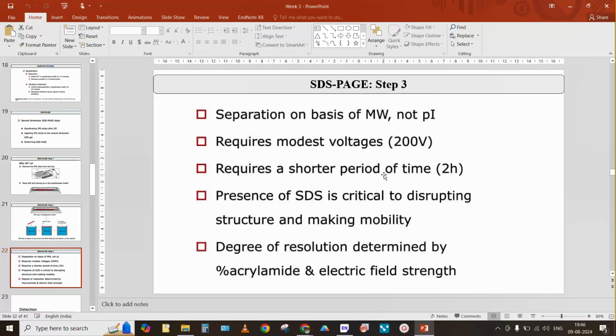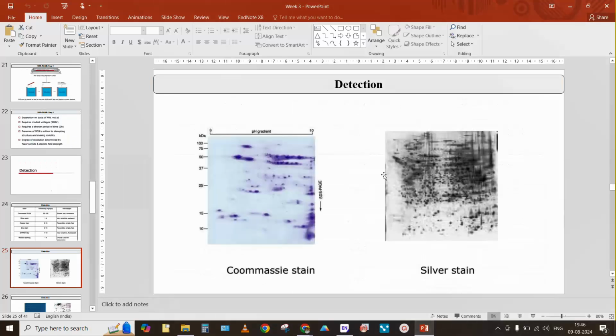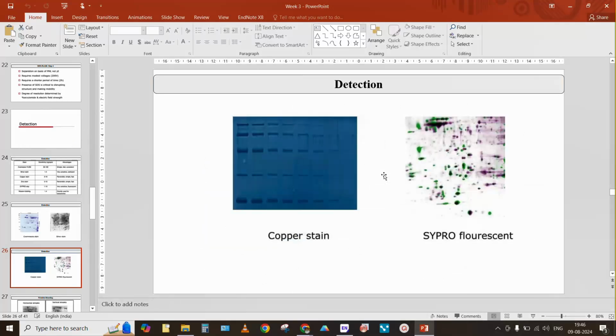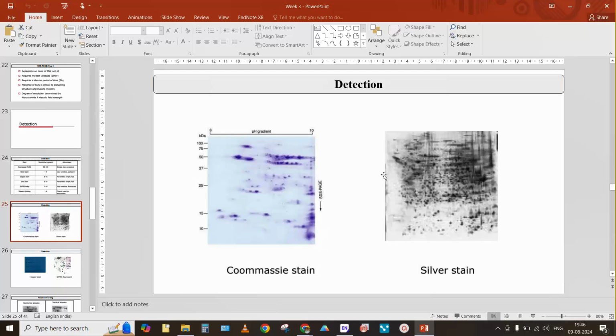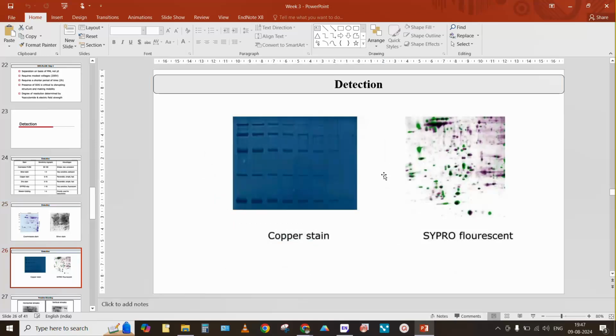So after all these steps, we'll go for the analysis. The stained gel is analyzed to determine the molecular weight. There are some photographs which you can see of Coomassie stains and silver stains, which we have used after the electrophoresis step. Then we go for analysis. The stained gel is analyzed to determine the molecular weight of the proteins and to compare the relative abundance of proteins between different samples. There are some more stains, like copper stain and SYPRO fluorescent stain.